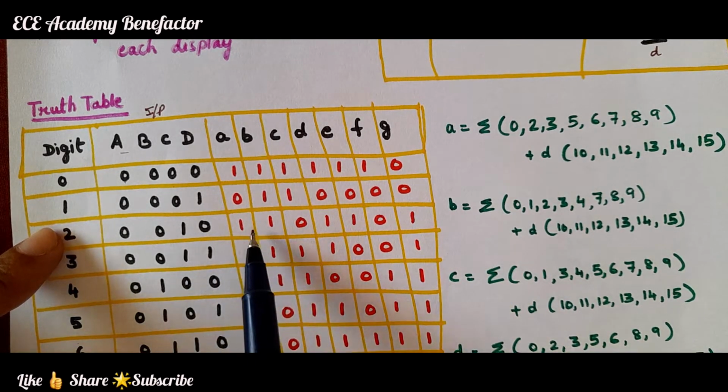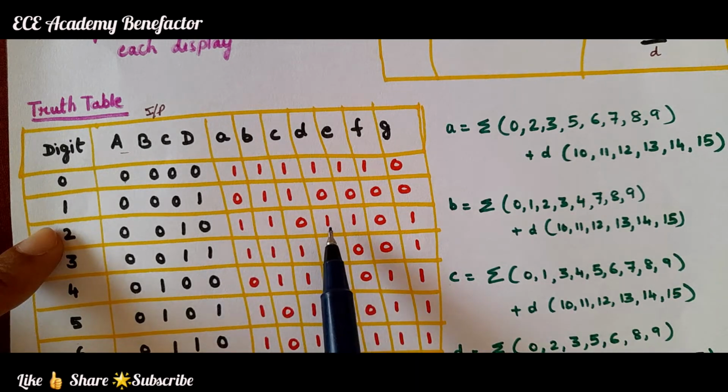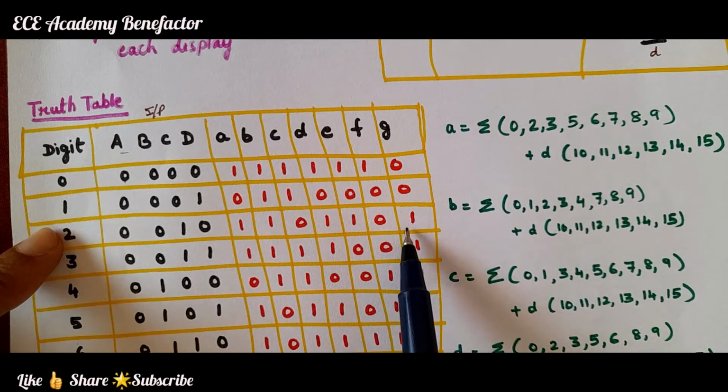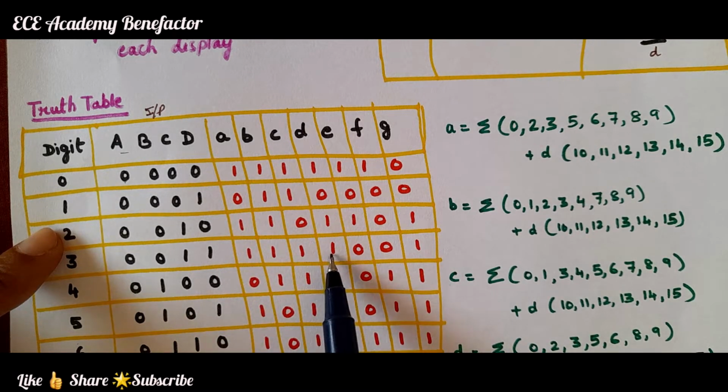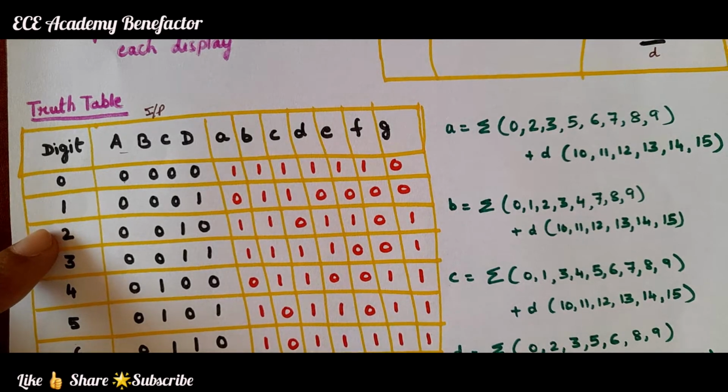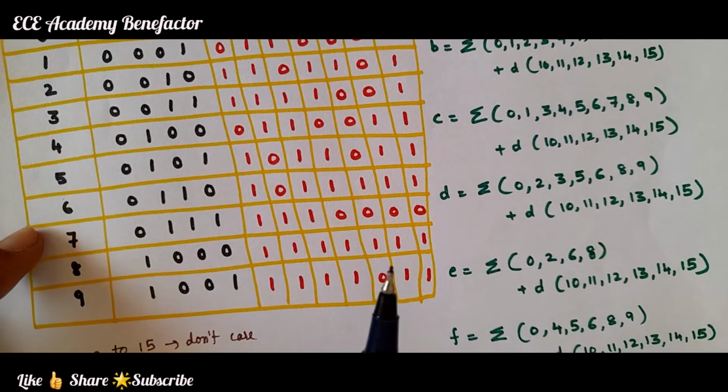For 2, the segments activated are A, B, D, E, G. For 3, the segments activated are A, B, C, D and G. For 4, they are B, C, F and G. For 5, they are A, C, D, F and G. These activated segments are kept 1 and the not activated are kept as 0. Likewise, we have written for each digit.